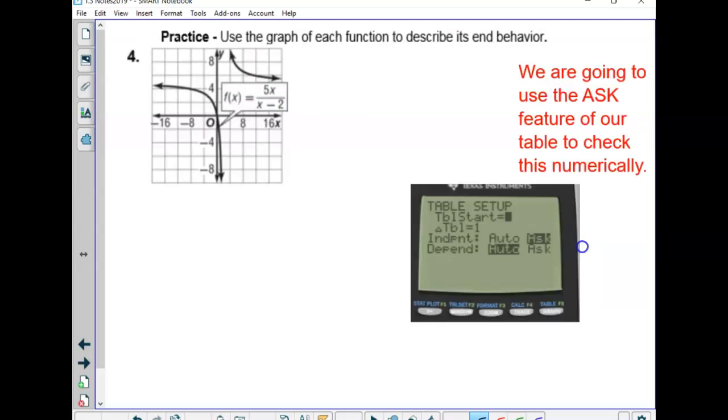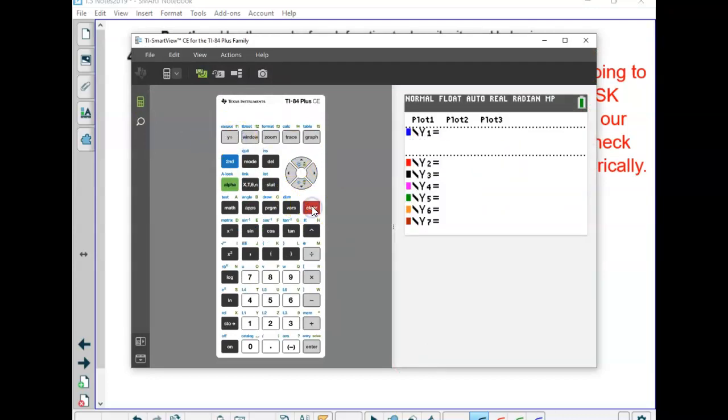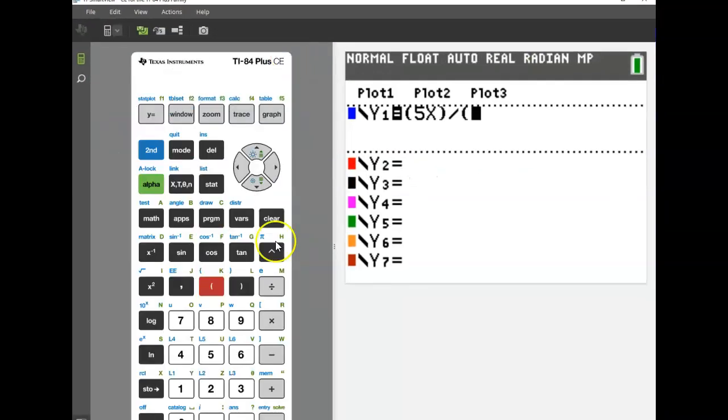Okay. Use the graph of the function to describe its end behavior. All right. I want us to type this in our calculator. f of x equals x over x minus 2. What do we have to be careful of when we put that in? Whenever you have a fraction, I'm going to put the whole top and the whole bottom in. You don't actually need the parentheses around the top. But x divided by, you have to have the parentheses around the bottom, x minus 2.